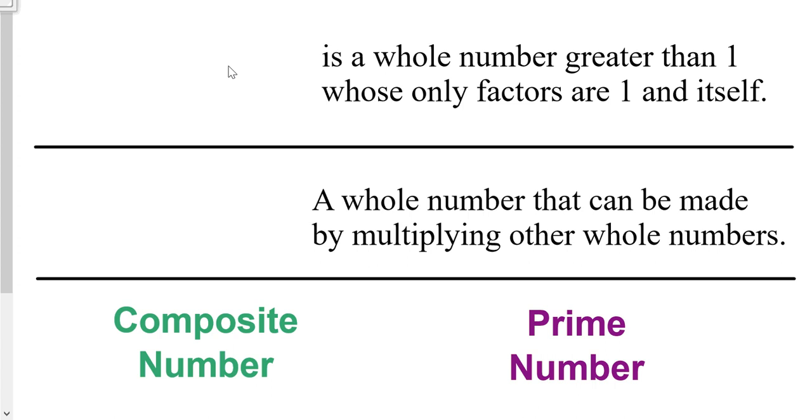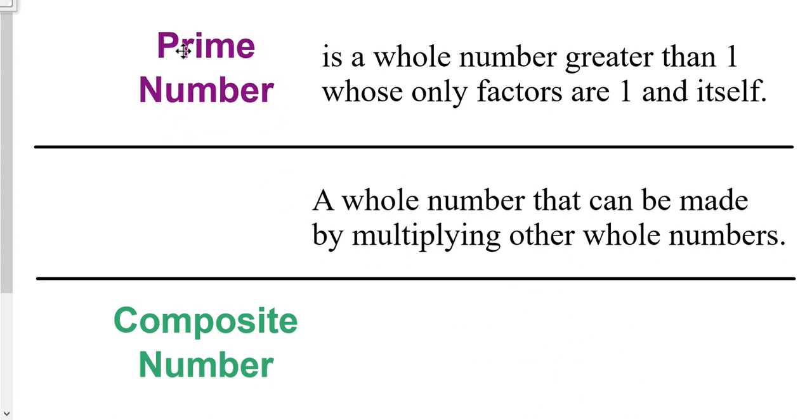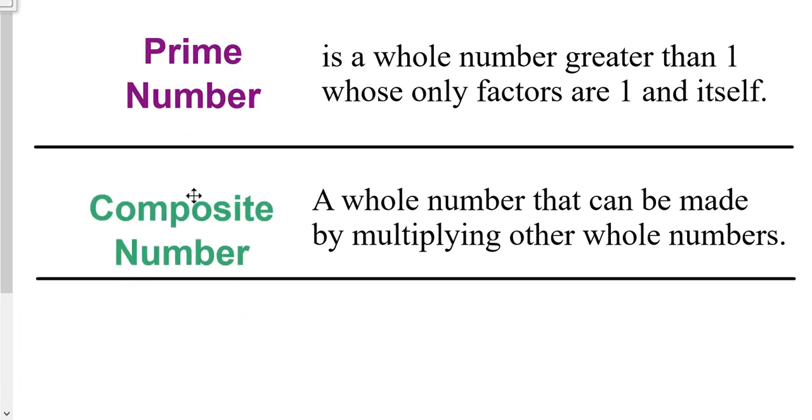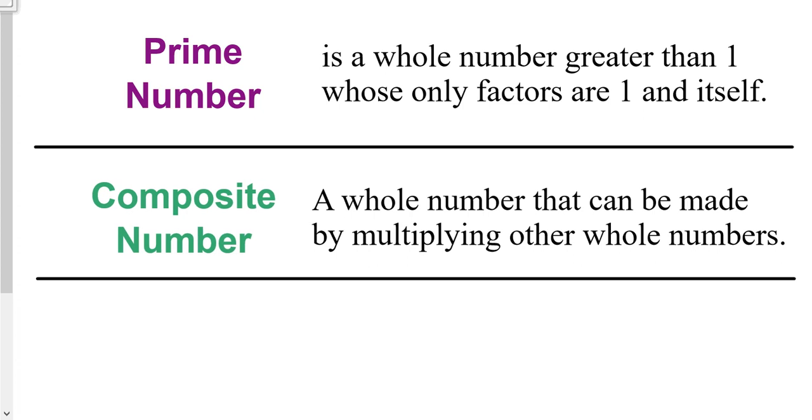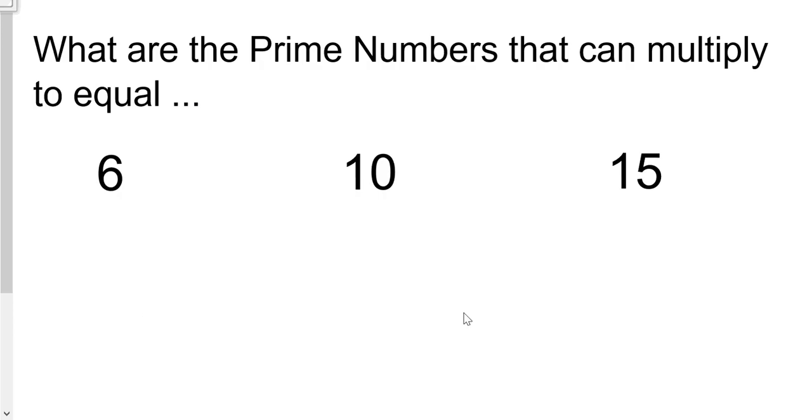All right, today in class we talked about prime and composite numbers. Remember, a prime number is a whole number greater than one whose factors are one and itself. Composite numbers are whole numbers that can be made by multiplying other numbers. What are the prime numbers that can multiply together?